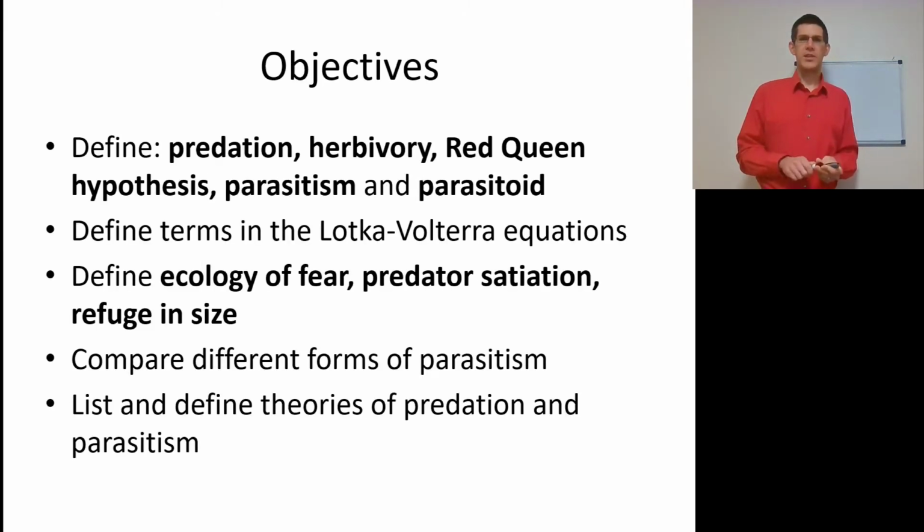So define, of course, predation. Herbivory we've already done, so just want to remind you, go back to that. Define the Red Queen hypothesis, parasitism, and parasitoid. Define terms in the Lotka-Volterra equations. Define ecology of fear, predator satiation, and refuge in size. Compare different forms of parasitism, and last, list and define theories of predation and parasitism.